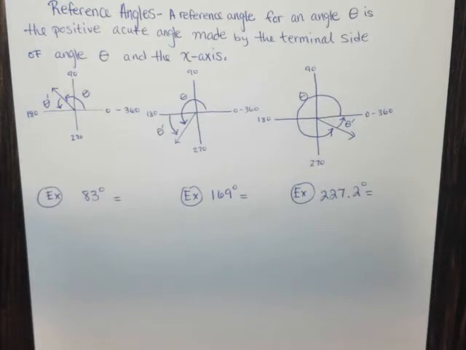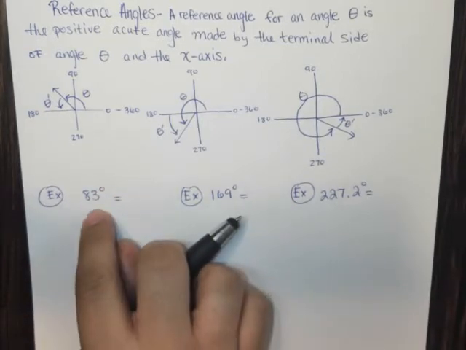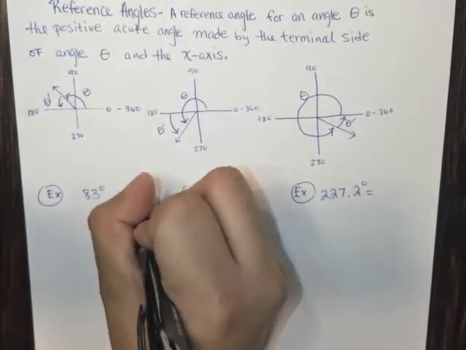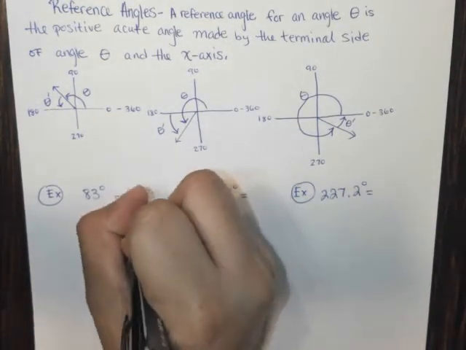We've got 83 degrees. So what is its reference angle? Well, by definition, a reference angle is an acute angle. Because this 83 is already acute, it's a small angle. Remember, I may be a small angle, but I am an acute one, right? So 83 degrees is already acute, so it is its own reference angle.